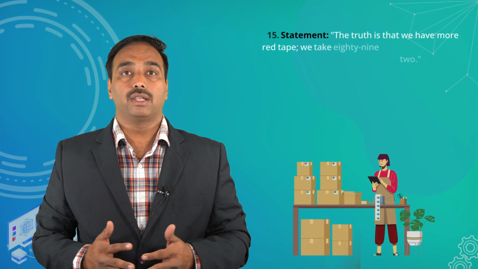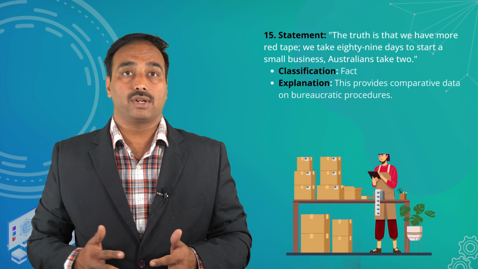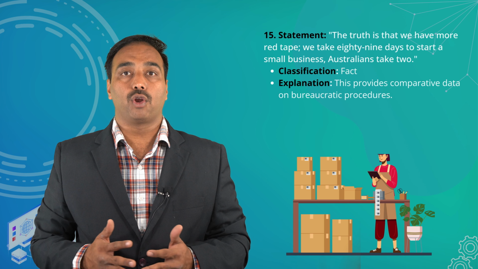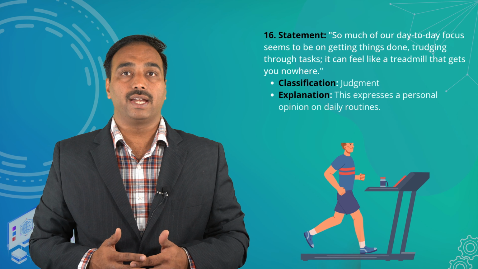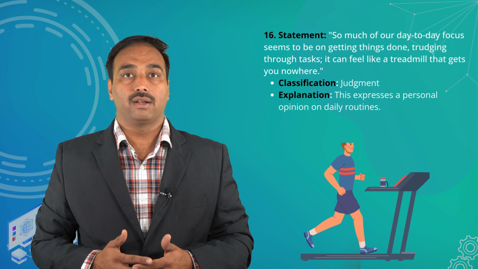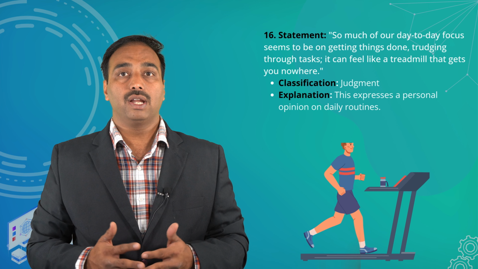Next statement: the truth is that we have more red tape. We take 89 days to start a small business. Australians take 2. This is an example of fact. This provides comparative data on bureaucratic procedures. Next statement: so much of our day-to-day focus seems to be on getting things done, trudging through tasks, it can feel like a treadmill that gets you nowhere. This is an example of judgment because this expresses a personal opinion on daily routines.